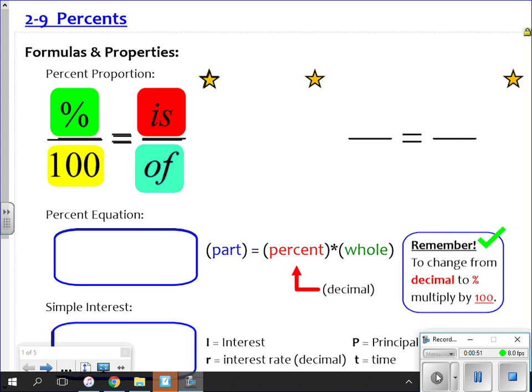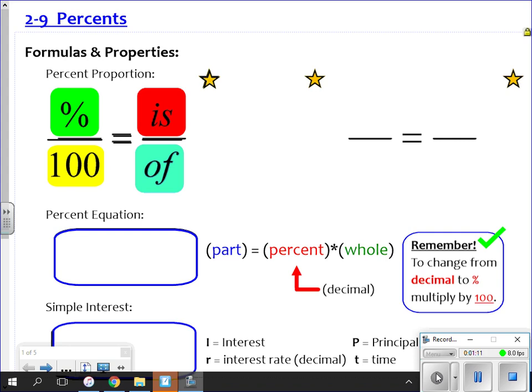Okay? Percent over 100 equals is over of. If you remember this, you set it up. The 100 is always the same. The percent, the is, or the of, you will have two of them. The other one will be your variable.